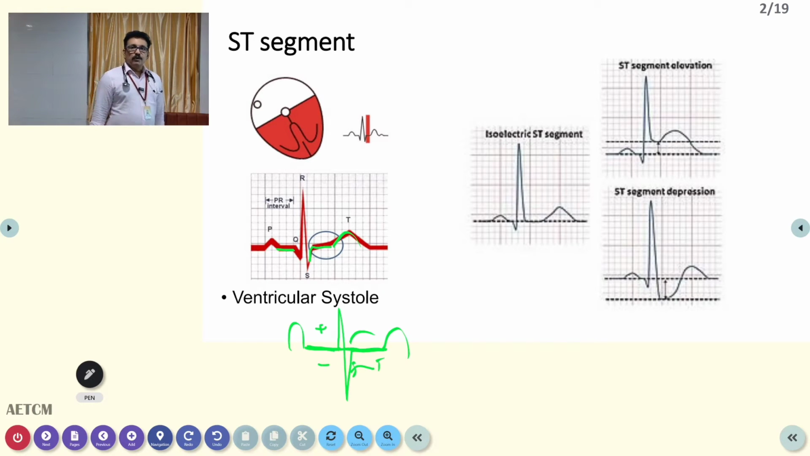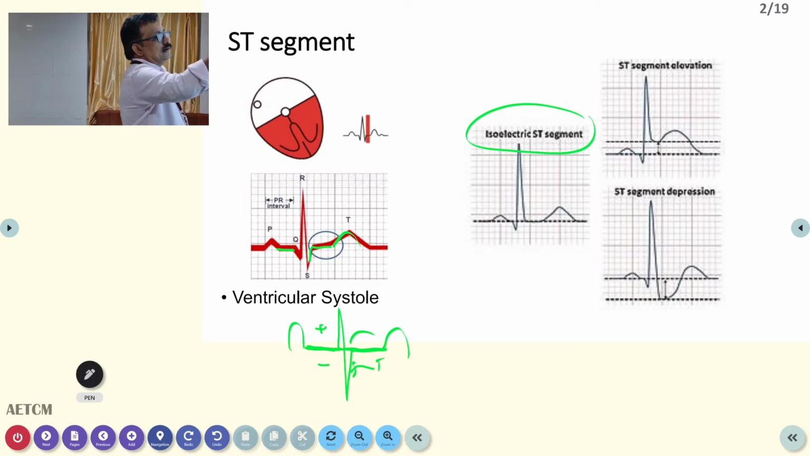It is produced by ventricular systole. During the systole, it can form. After the systole, it happens actually. Then this PR segment is on the same line as the ST segment. If the ST segment is above the PR segment, you can call it ST segment elevation. If it is below the PR segment, you can call it ST segment depression.